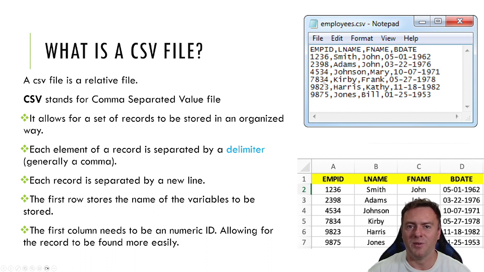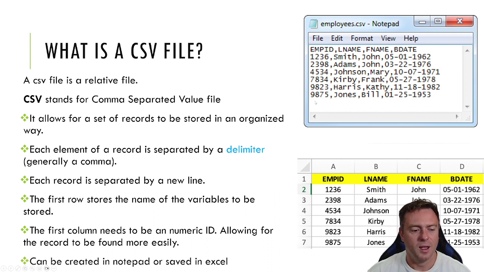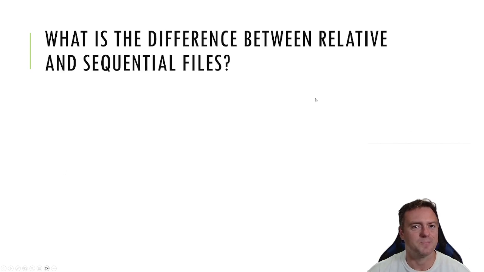It quickly goes down, finds 7834, and then it knows that Frank Kirby was born on that date. It can also be created in Notepad or Excel. It doesn't really matter. So what's the difference between a relative and a sequential file?